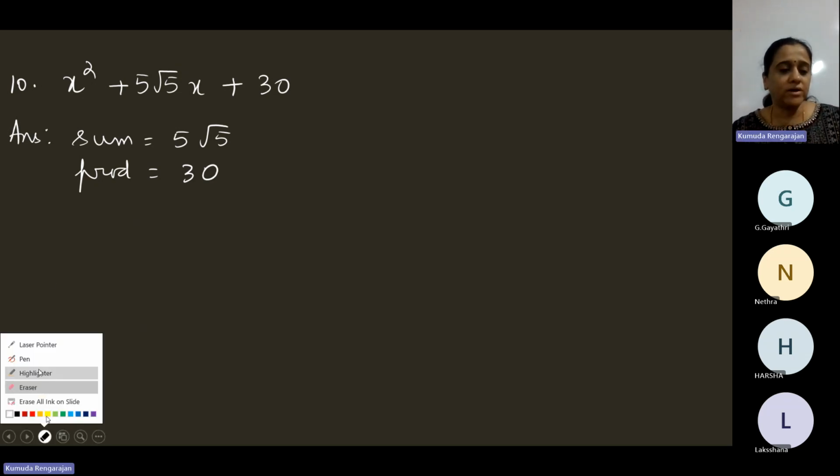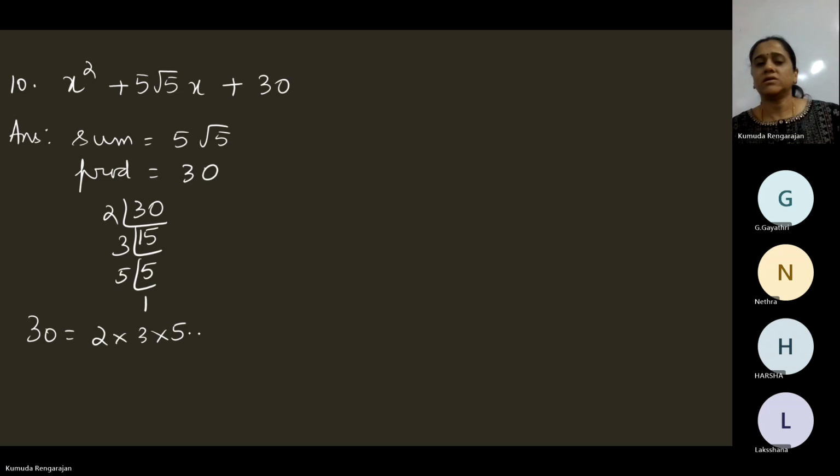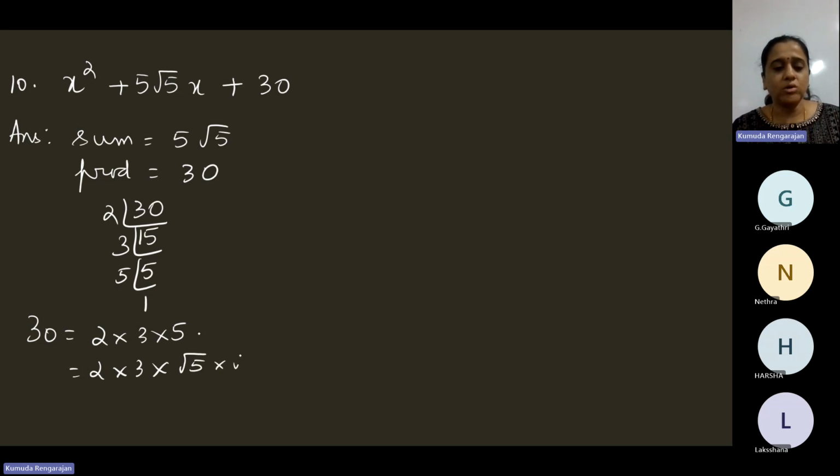Now take the product and factorize it. 2 15 times, 3 5s are 15, 5 1s are 5. So the product 30 can be expressed as 2 into 3 into 5. Now look at the sum. In the sum, we have 5 root 5. So you must further write this 5 as root 5 into root 5. Only then you can get the two numbers.